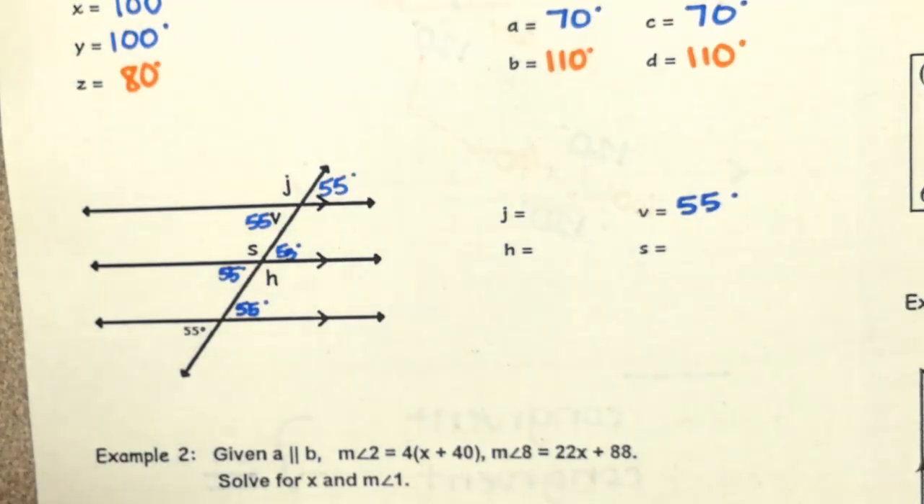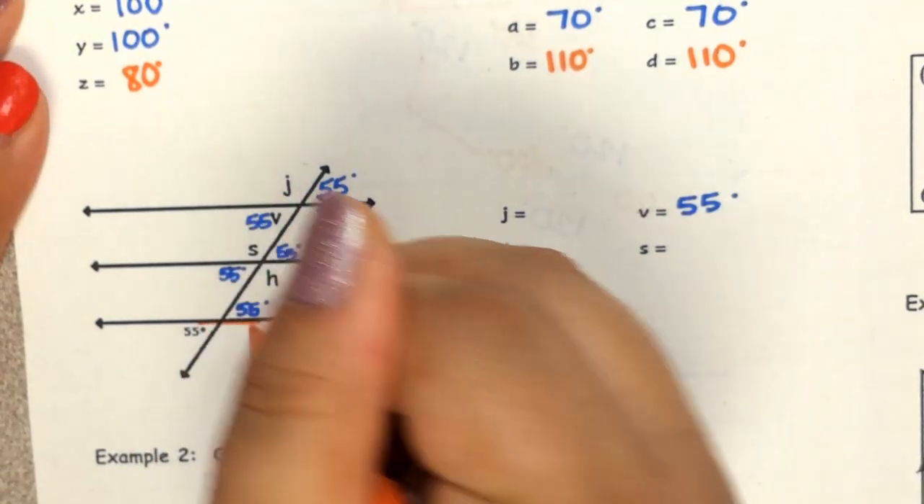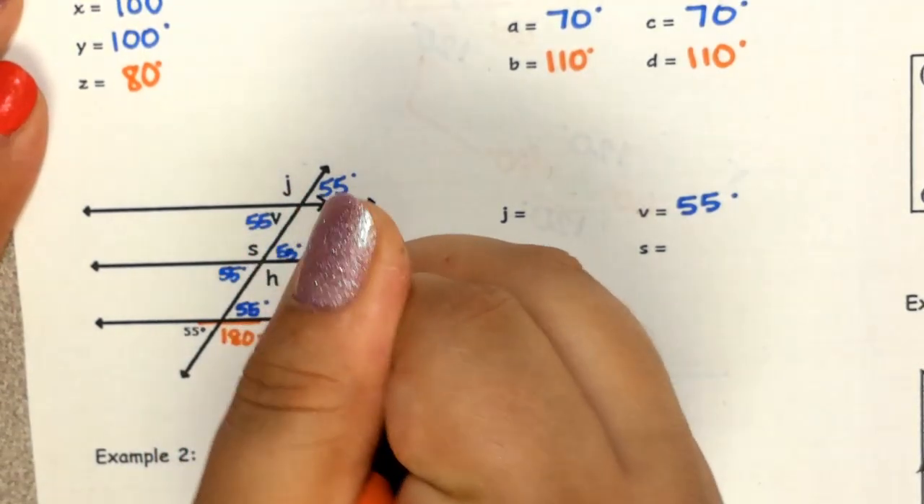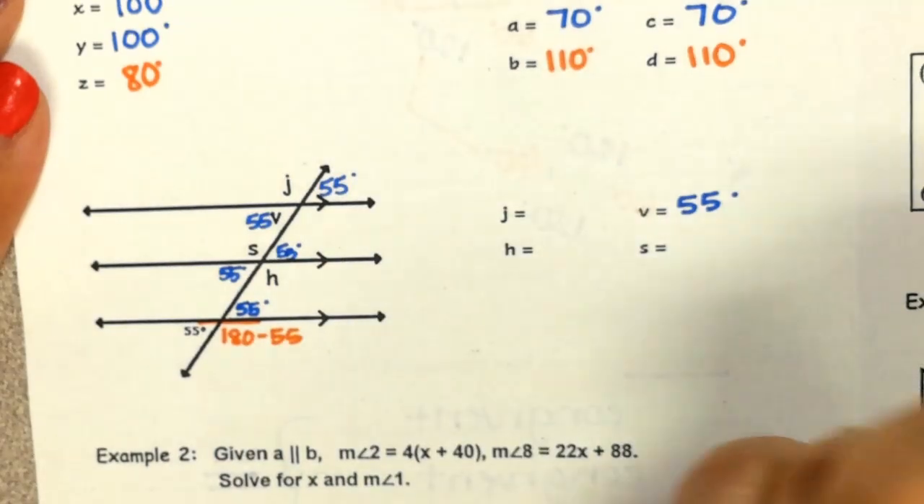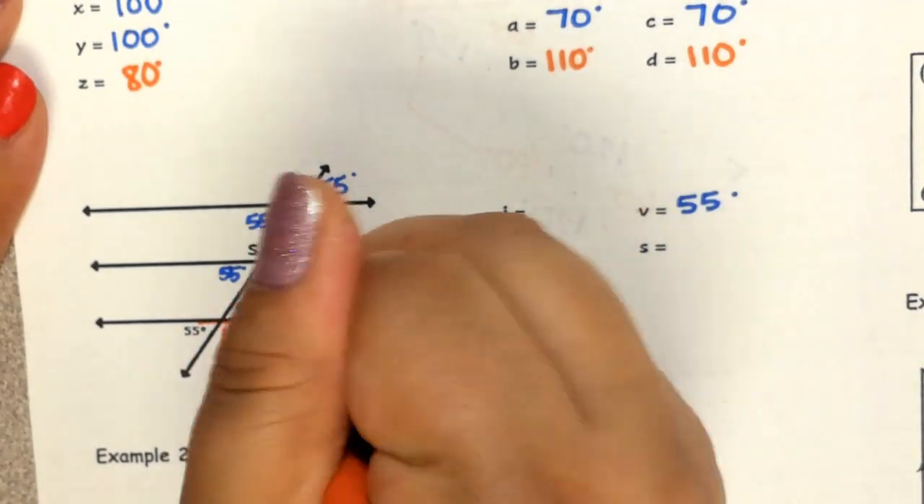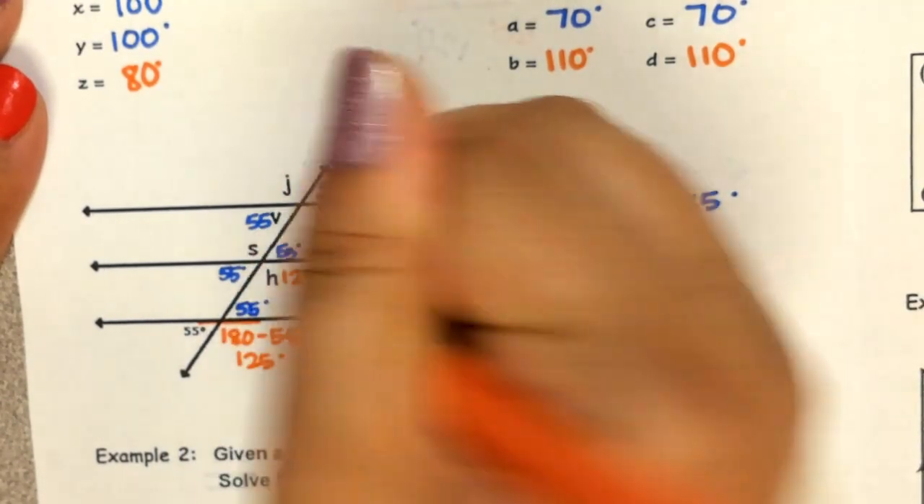And then how do I find all the others? Alex, what did you say to do? Linear pair, so I can subtract from 180. What is 180 minus 55? 125. So all the others are 125.